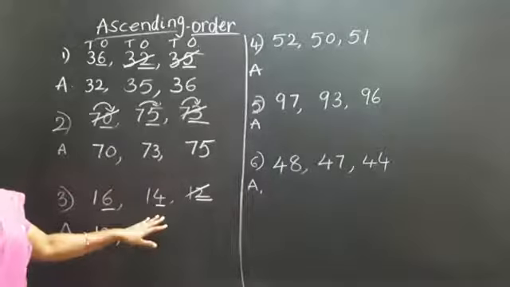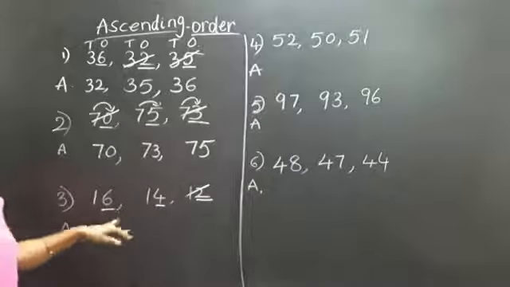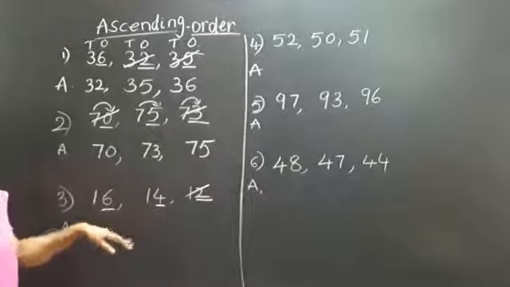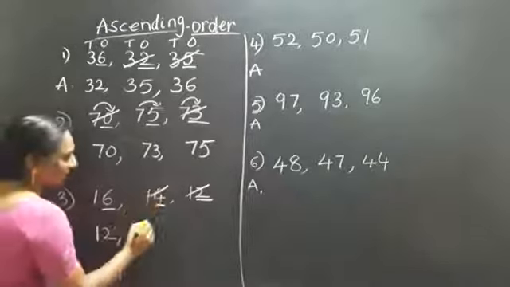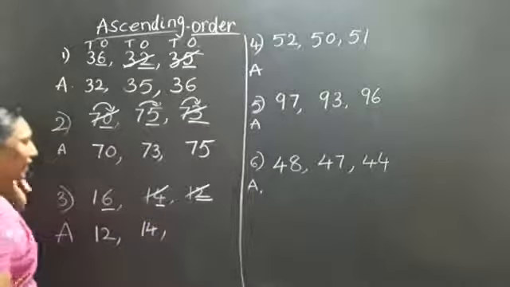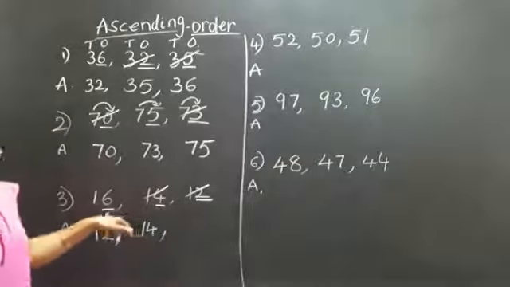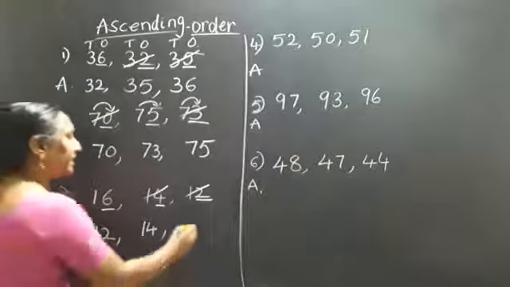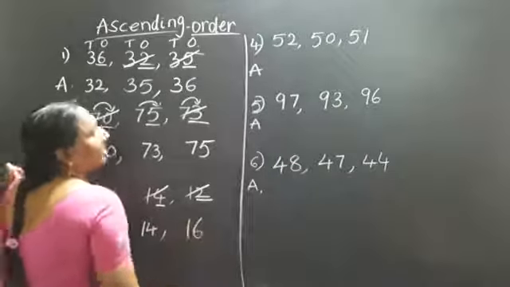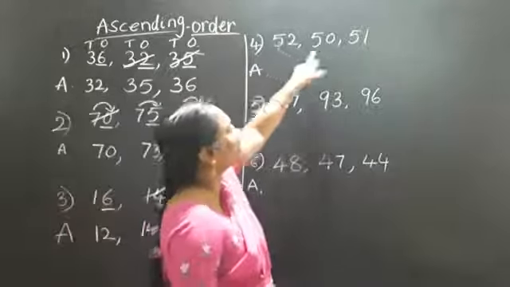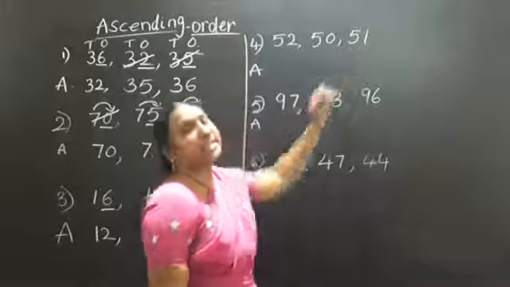In the one's place, is 3 there? No. In the one's place, is 4 there? Yes. Cut the 14 right beside 12. Remaining number is 16.